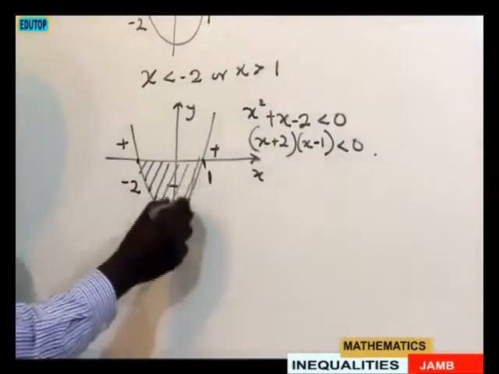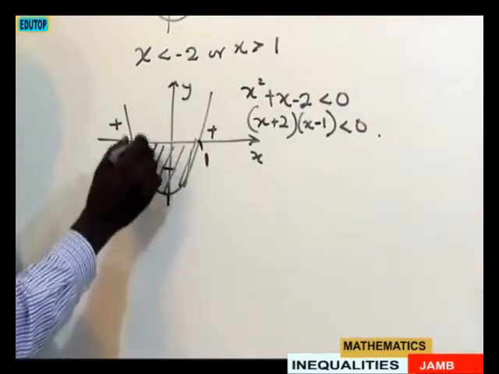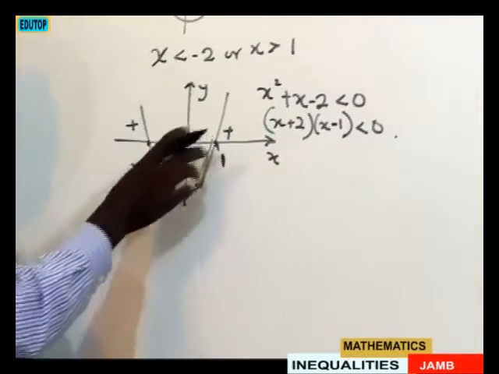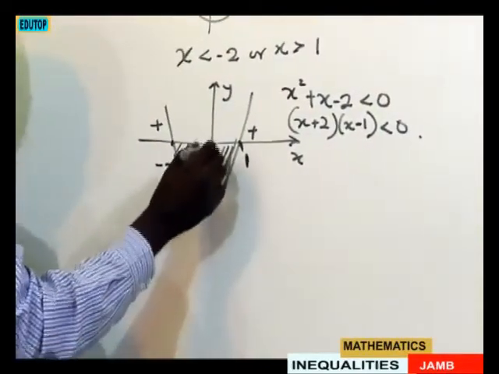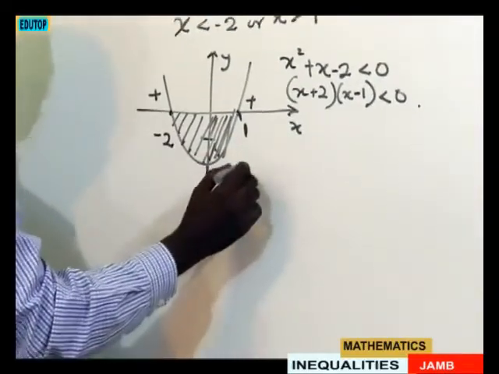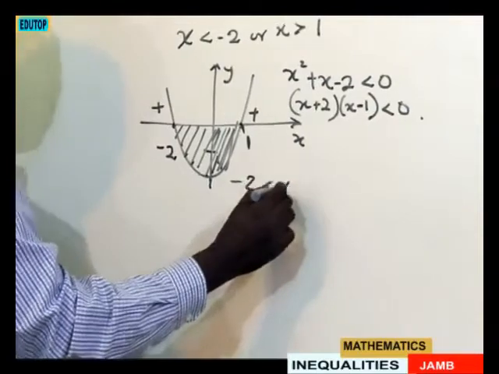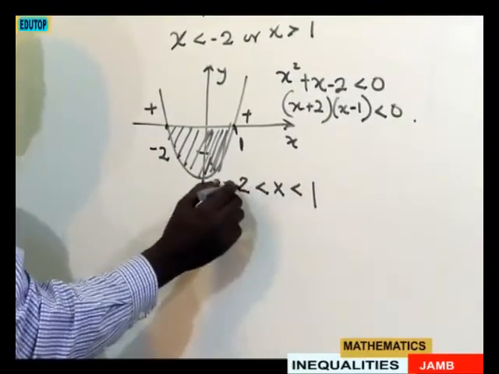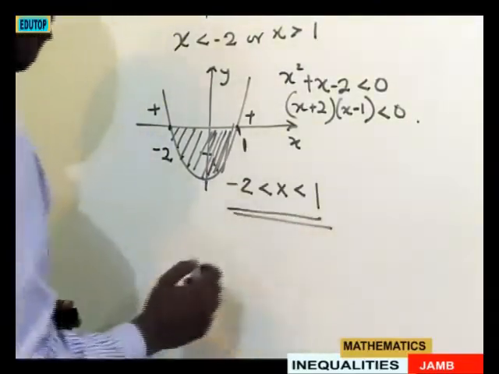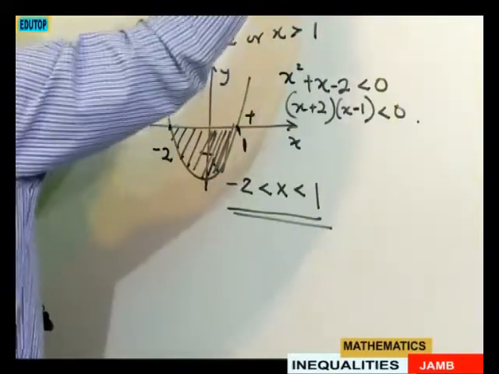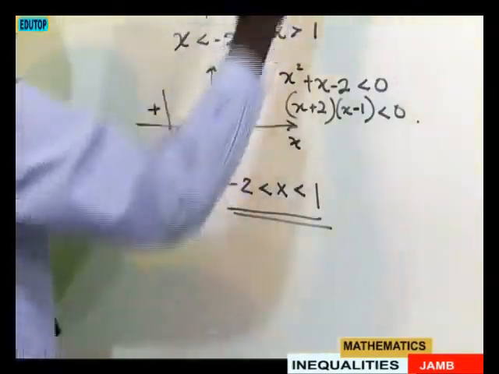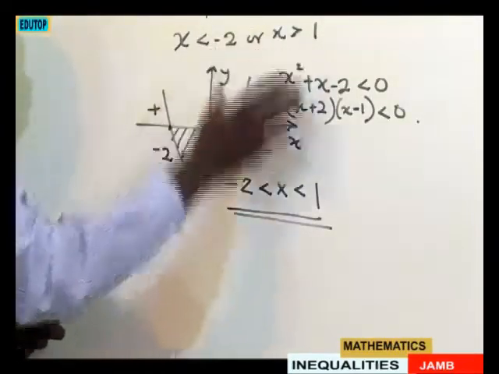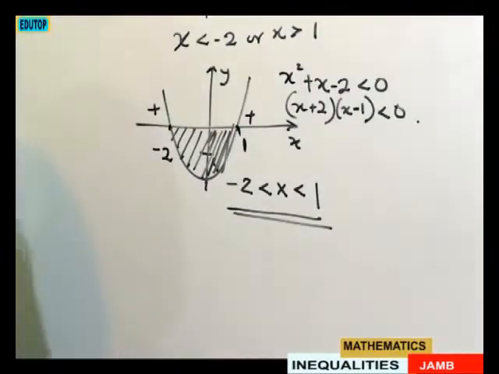So by the time we shade the negative region, you can see that there is a convergence between these 2 points that you have shaded. Since they are convergent, automatically you will have minus 2 less than x less than 1, because that means x lies between minus 2 and 1. You can see how this greater than or less than has been able to change our result. If it is greater than, you have a scenario like this. If it is less than, you have a scenario like this.